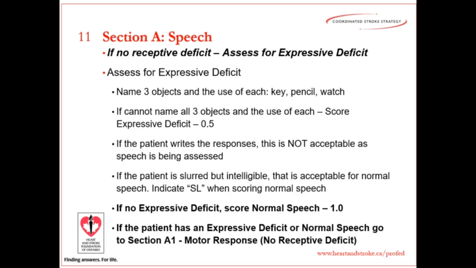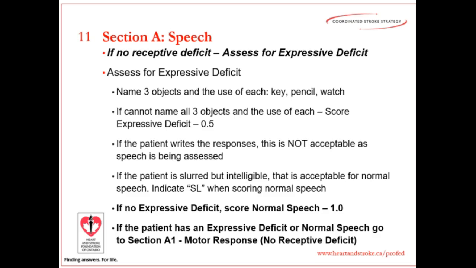Okay, so if there was no receptive deficit, then you want to assess for the expressive deficit, okay? And this is the idea that they can understand but just can't communicate it, okay? And so you're going to ask them to name 3 objects and the use of each. So for example, what is a key and what is it used for? A pencil or a watch, same thing, okay?